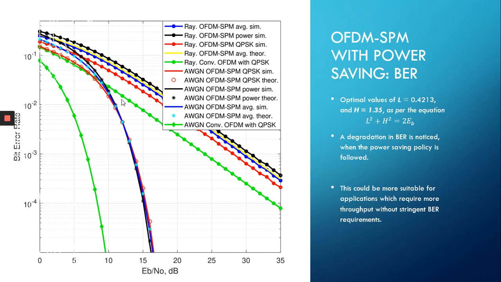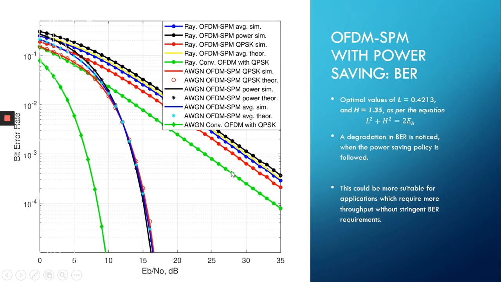So first we come to OFDM-SPM with power saving, looking at the BER. So as you can see, the optimal values were found to be L equals 0.4213 and H equals 1.35. These values were found according to the following constraint. And well, as you can see, the average simulated BER of OFDM-SPM in a Rayleigh fading channel is the one in blue, whereas the one of conventional OFDM is the one in green.